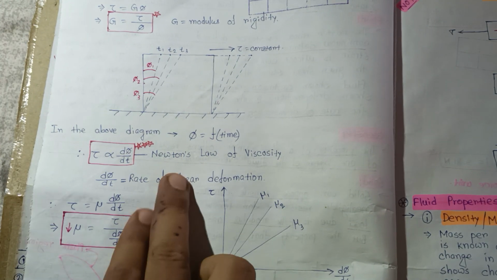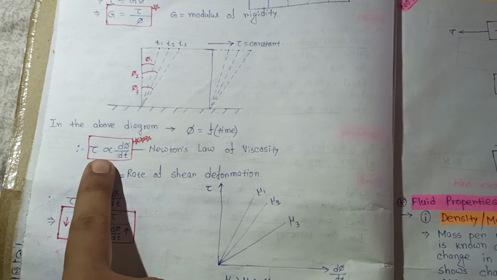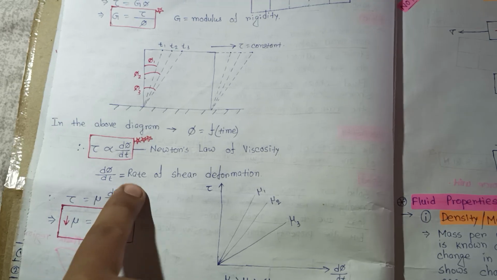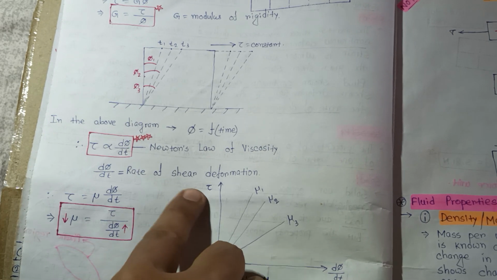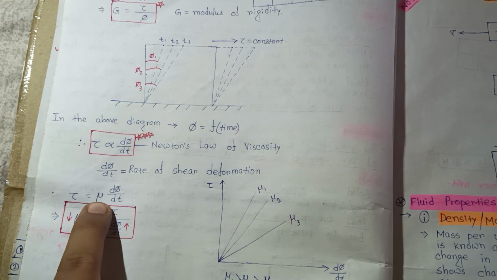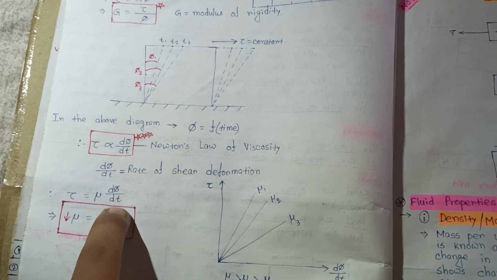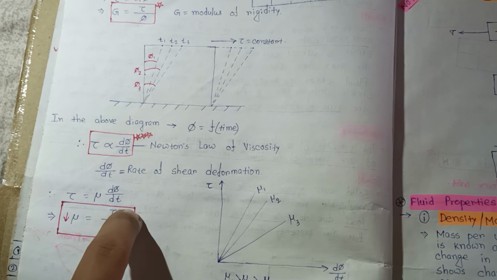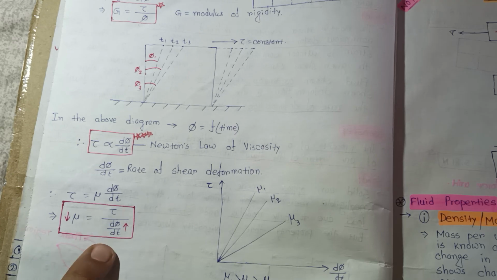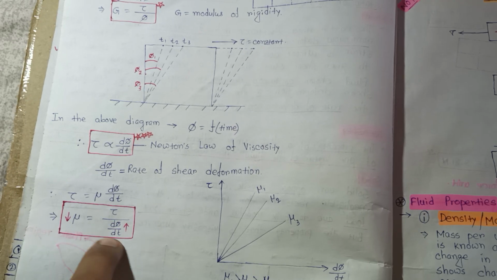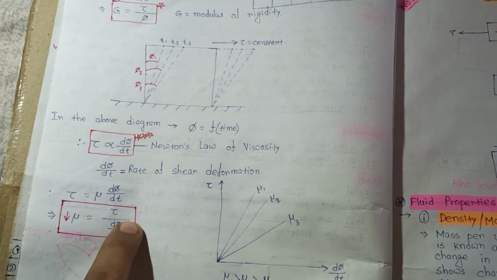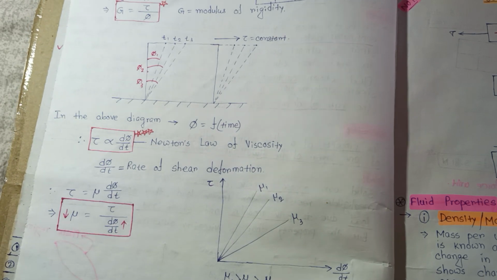From Newton's law of viscosity, tau is proportional to d phi by dt, where d phi by dt is the rate of shear deformation. The proportionality constant is mu, so tau equals mu d phi by dt. This is Newton's law of viscosity. From here, mu equals tau by d phi by dt. If d phi by dt increases, then mu decreases.